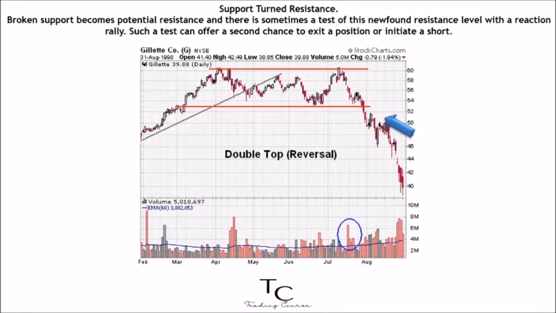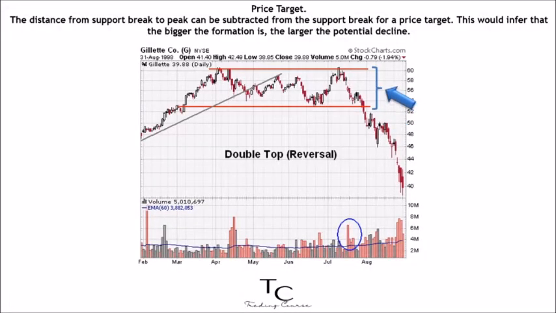Support turned resistance. Broken support becomes potential resistance, and there is sometimes a test of this newfound resistance level with a reaction rally. Such a test can offer a second chance to exit a position or initiate a short. Price target. The distance from support break to peak can be subtracted from the support break for a price target. This would infer that the bigger the formation is, the larger the potential decline.